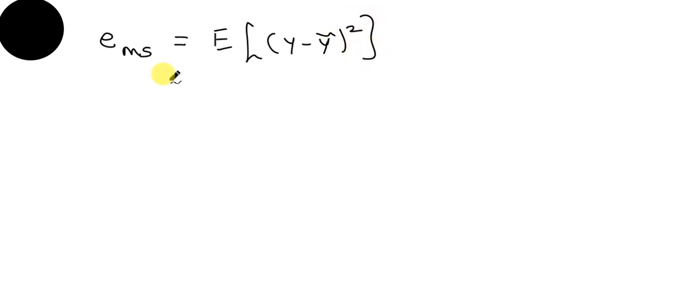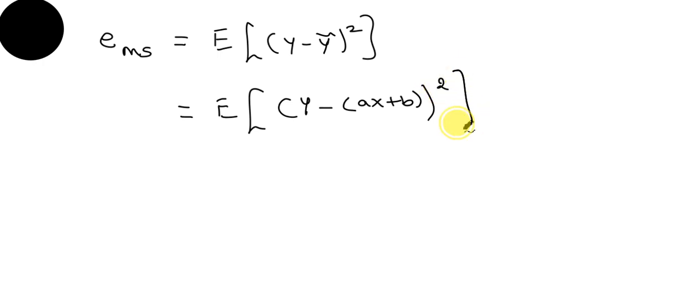So we already have seen that EMS is nothing but E of y minus y tilde the whole square. In the previous lectures, you would have seen that y tilde was a constant a. Here, that constant is being replaced by the linear term ax plus b. That is the only difference. So, E of y minus ax plus b, the whole square. Now, we will look for the necessary conditions for a and b for minimizing this.